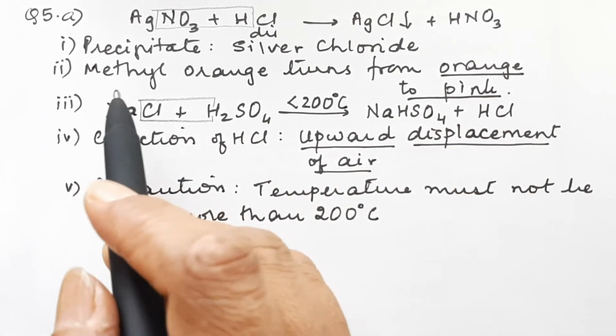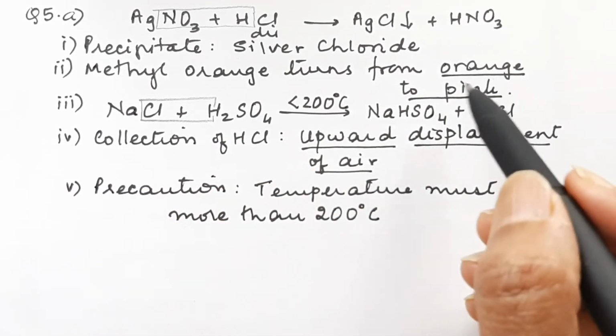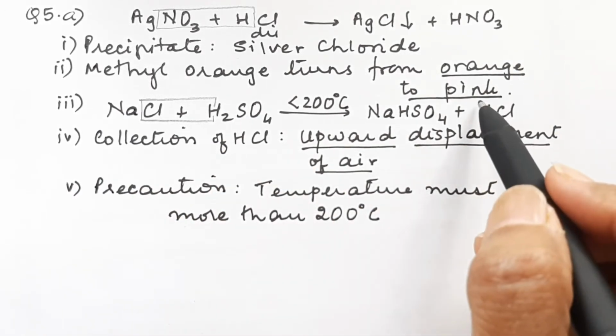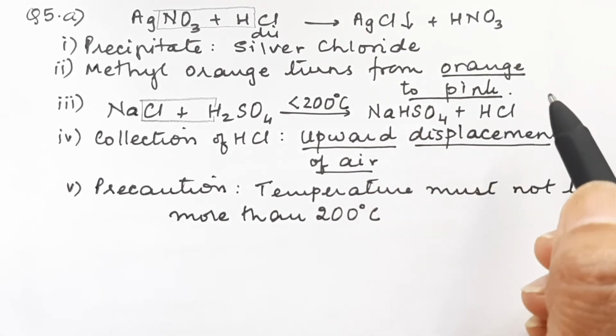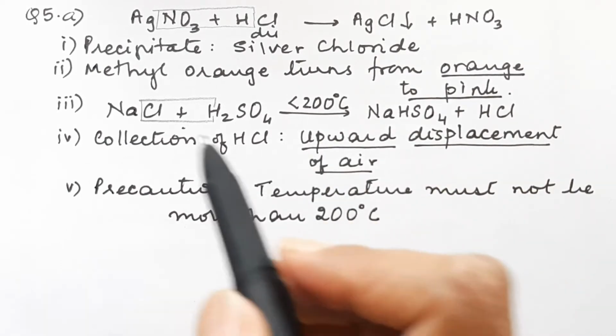Then second one was methyl orange when it is added to dilute HCl. Remember, it is orange to pink in acidic. In alkali, it will be orange to yellow. We have to remember these colors.